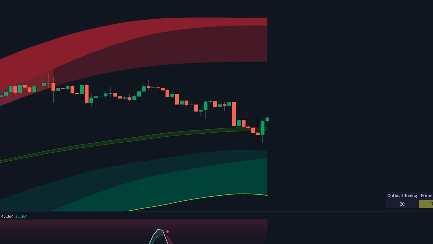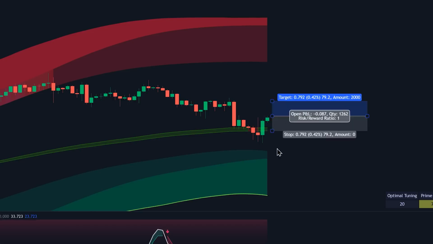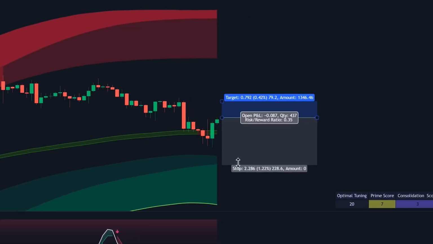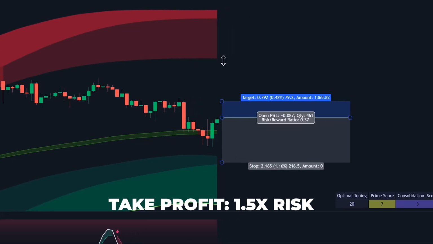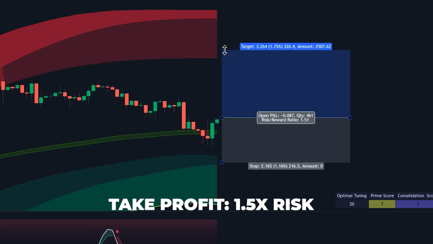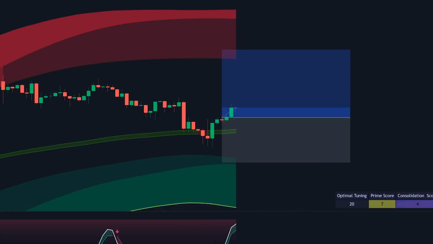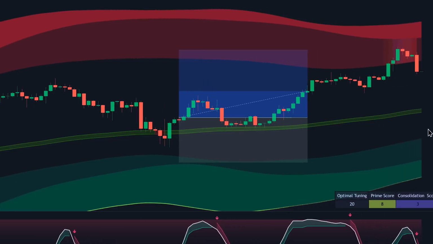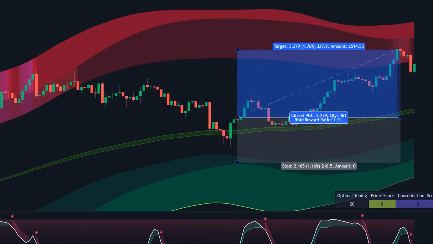We would take a long position right here. You want to put your stop loss at the most recent swing low, but give it a little breathing room so it's not too tight. Then you want to set your take profit at 1.5 times your risk. We let the trade run, and as you can see, this trade was profitable.